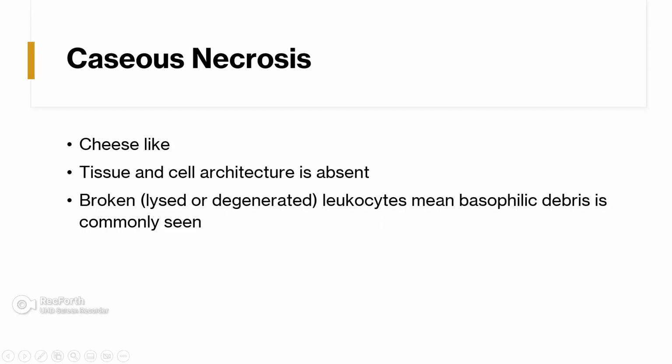Right, caseous necrosis. It's cheese-like, hence caseous, because I think that's Greek for cheese. But anyway, that doesn't matter, I can't speak Greek. So it's cheese-like. Tissue and cell architecture is absent, and broken leukocytes mean that basophilic debris is commonly seen. So you see all sorts of little blue specks, and these were neutrophils that are now broken down. That's commonly seen with, for example, Mycobacterium bovis or bovine TB, where you get the nodules or granulomatous inflammation. Those leukocytes will be present there, and when they're breaking down, that's an example of caseous necrosis.